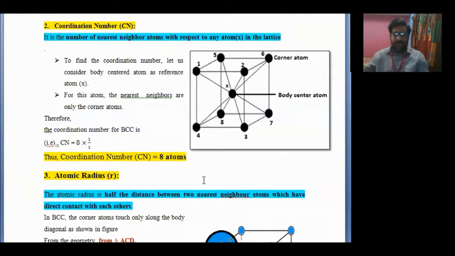The second parameter is the coordination number. It is defined as the number of nearest neighboring atoms to the particular atom. Here the particular atom is the body-centered atom. The reference atom is the body-centered atom. For this reference atom, the nearest neighbors are only its corner atoms. So we can write the coordination number for BCC is 8 atoms.